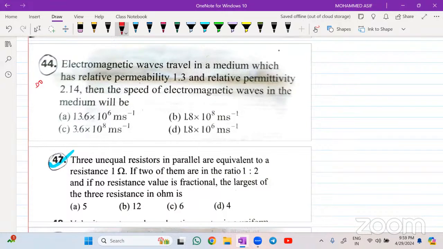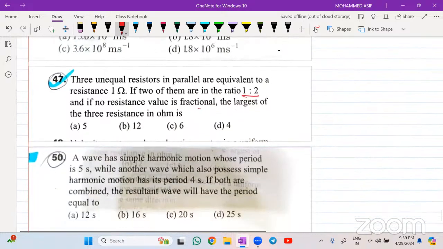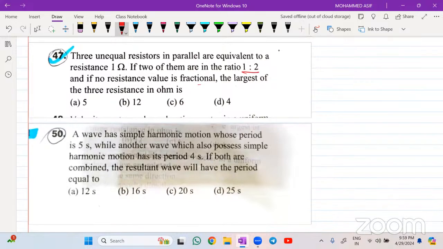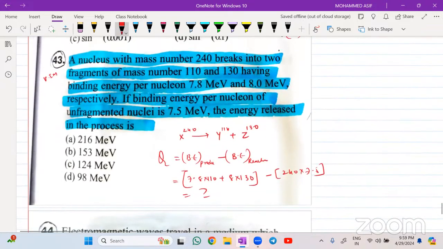And 47 भी शायद मेरे ख्याल से आप लोग कर सकते हैं. 3 unequal resistors in parallel are equivalent to resistance of 1 ohm. If two of them are in the ratio 1:2 and no resistance value is fractional, the largest value of these will be equal to how much? एक बार ट्राई करो, अगर नहीं हो रहा तो please let me know. And 58th one is also a direct question बेटा. Beats का है, शायद ये अपन को करने का नहीं है, so leave it out. So please go through all these questions once and let me know.